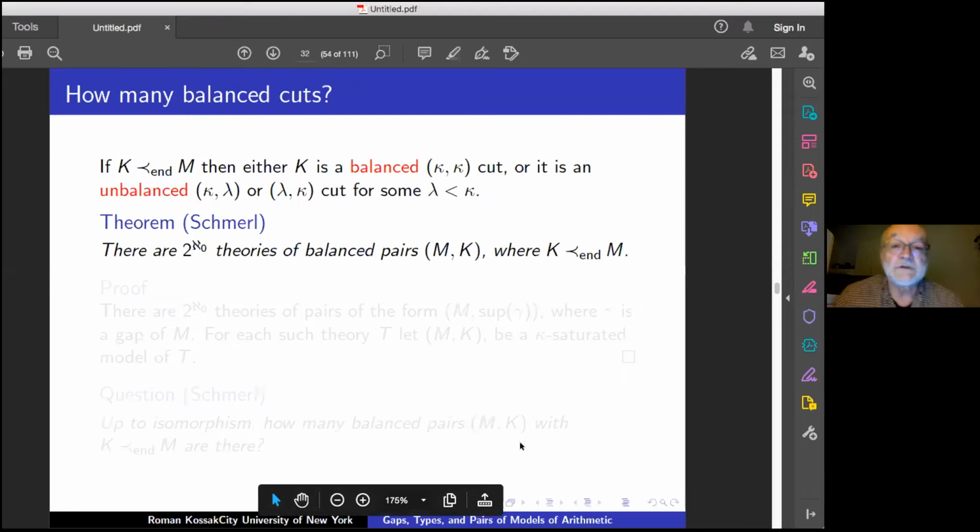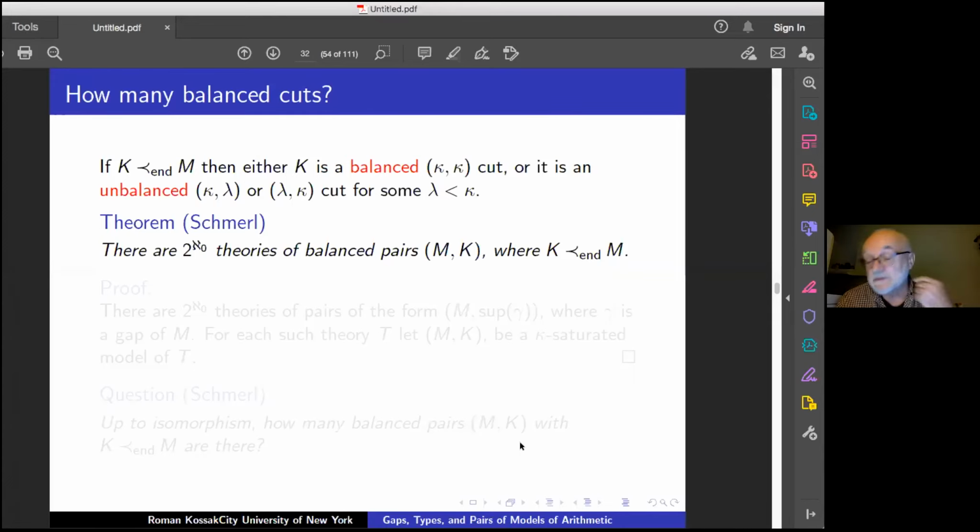So this is what I just said: there are those three types of cuts, kappa-kappa cuts, the balanced ones, and kappa-lambda and lambda-kappa. Those cardinals represent the upward cofinality and downward cofinality of the cut. And from what I said before about those continuum many non-elementarily equivalent pairs in the countable case, it follows immediately that there are many theories of balanced pairs, of those kappa-kappa pairs.